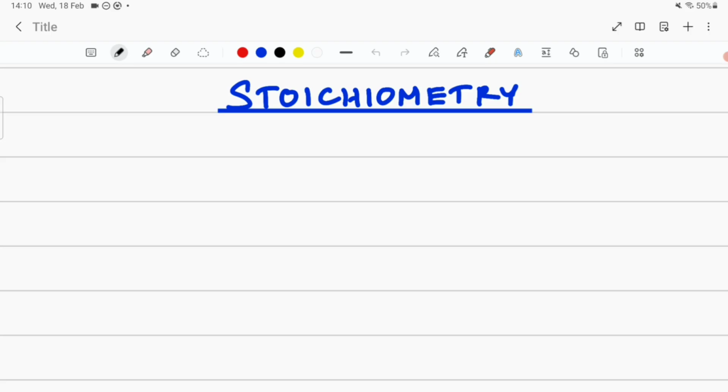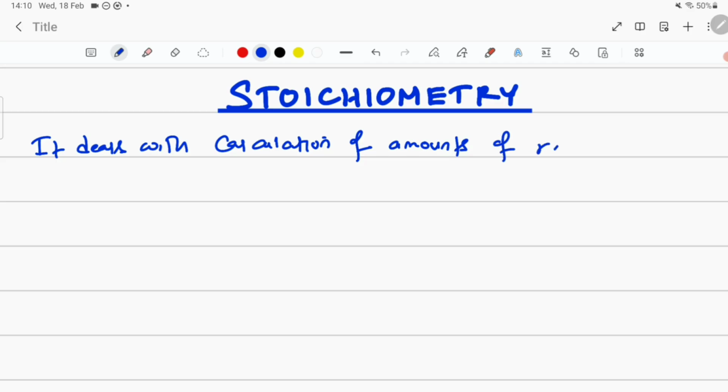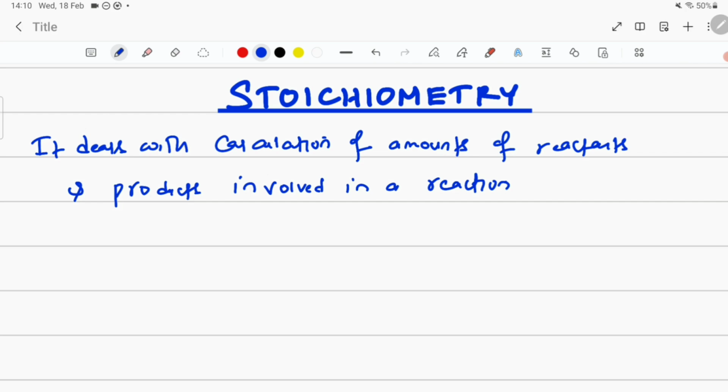First, what is stoichiometry? Let us see. It deals with the calculation of amounts of reactants and products involved in a reaction. Overall, stoichiometry means calculations based on chemical reactions.